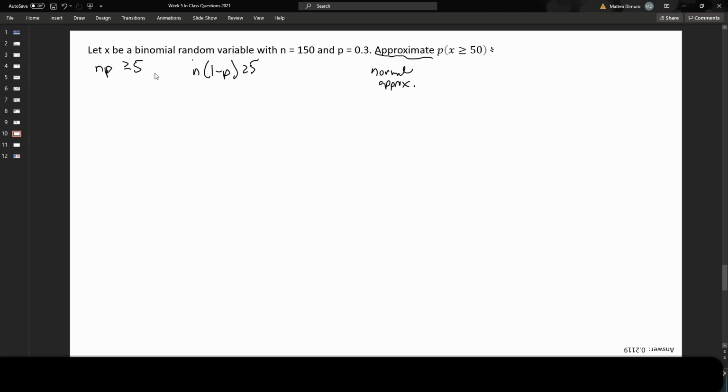Where was I? So, does this work? Is 150 times 0.3 greater than or equal to 5? Well, yes, the answer is 45. So 45 is greater than 5, so that check is passed. Now, is 150 times 0.7 greater than or equal to 5? The answer is yes. Now, you do have to show the actual work.